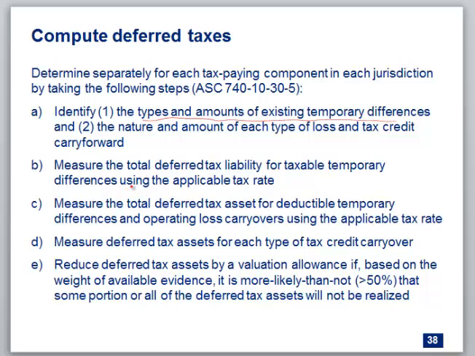Then you figure out your DTLs using the applicable tax rate. So if I have something that's a taxable temporary difference, it's going to give rise to income in the future. I tax affect it and figure out my DTL. How much tax is this going to cost me in the future? Do the same thing for DTAs. Use the applicable tax rate.